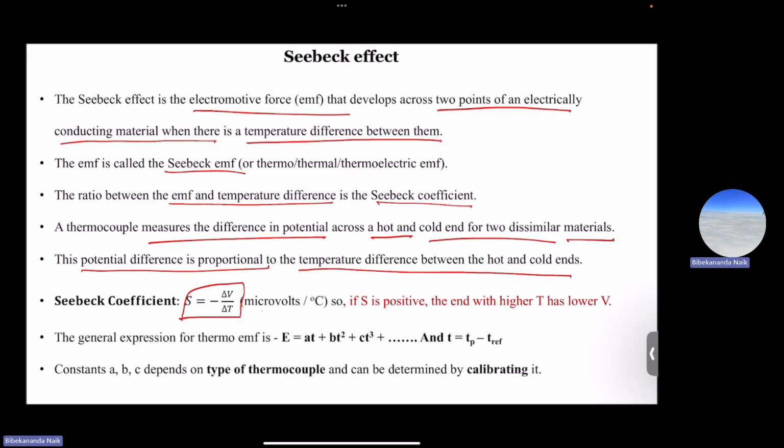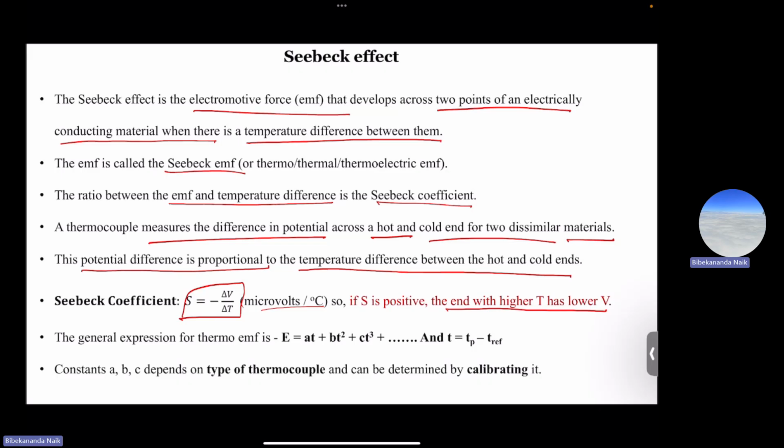And the unit is microvolts per degree Celsius. Generally, the voltage produced or the voltage difference across the two terminals is in microvolt units. So the unit of S is microvolts per degree Celsius. If S is positive, then the end with higher T has lower voltage, and if S is negative, then the end with lower T has lower voltage.